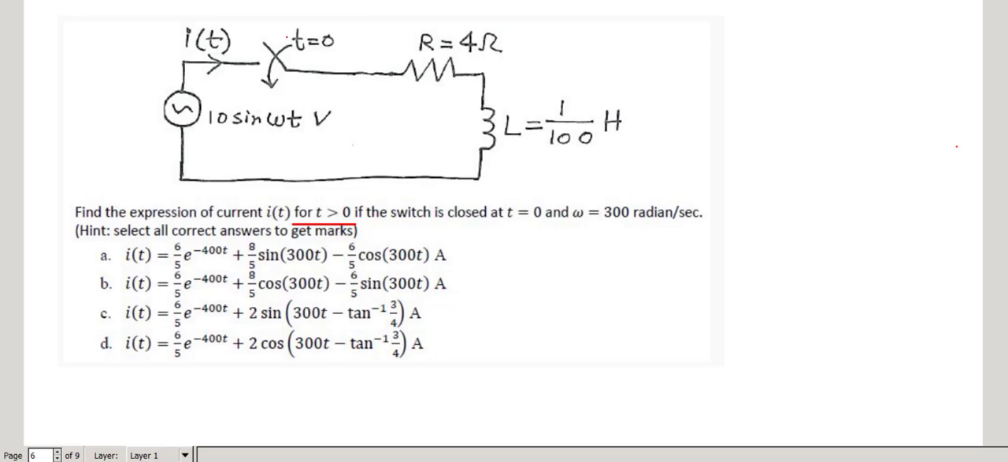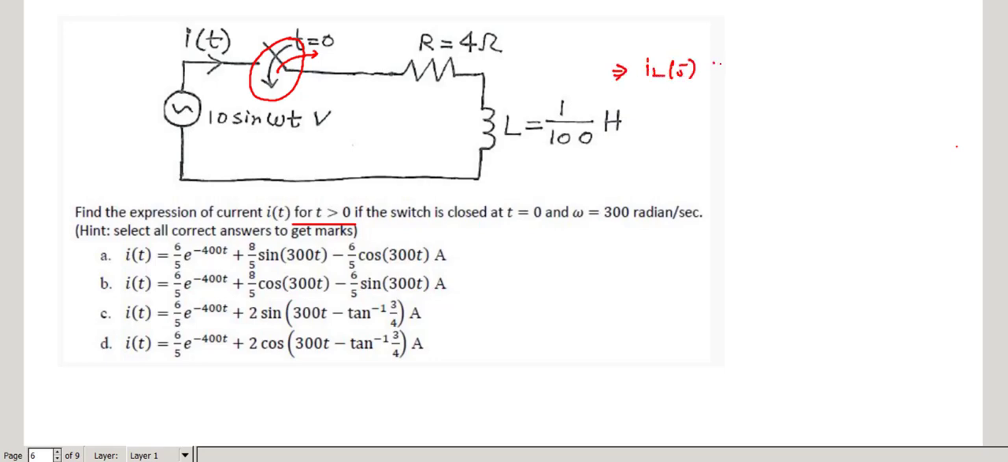You see the arrow direction. The arrow direction indicates that the switch is closing. Suppose if the arrow indication is like this, the switch is opening. Okay, so you know very well about the transient and you know the basics, so I am directly going to the question.